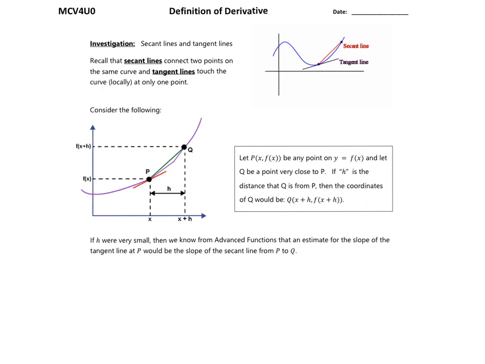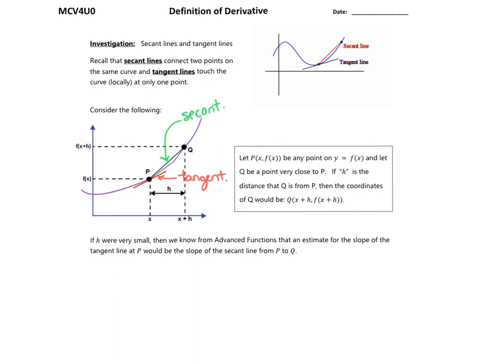Today we are going to introduce the definition of a derivative. So you will recall from advanced functions this picture of a curve right here, and hopefully you remember that this is a secant line, a line between two points basically, and this red line right here is an example of a tangent line, a line touching the curve at exactly one point.